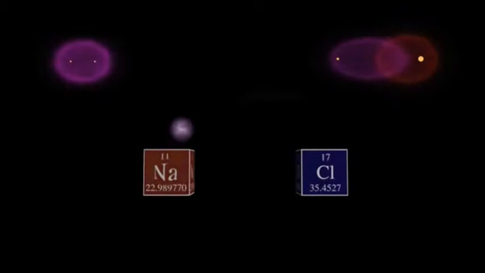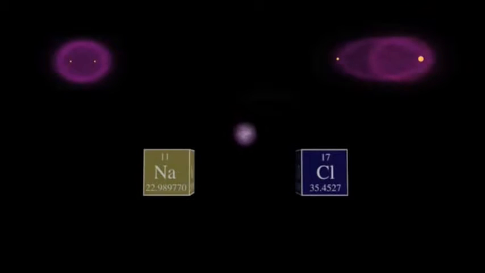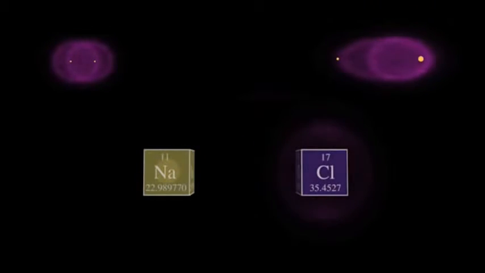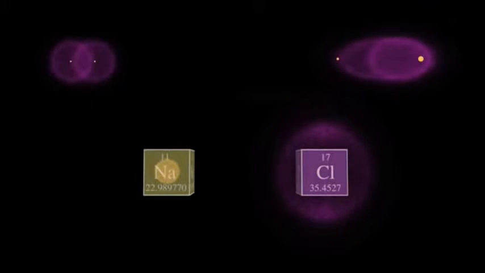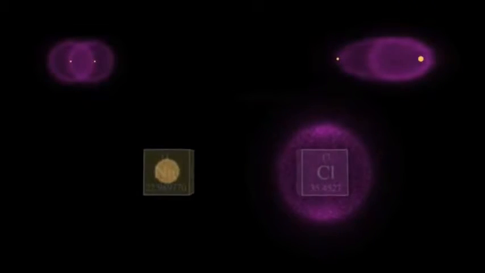This kind of bond is called an ionic bond. It is a very strong attraction between positive and negative ions. Most people differentiate this from a covalent bond by saying that in ionic bonds, electrons are exchanged instead of shared.